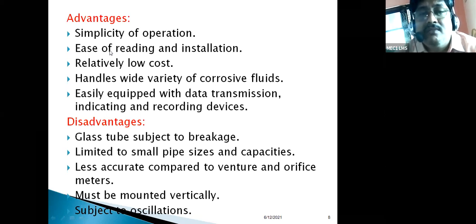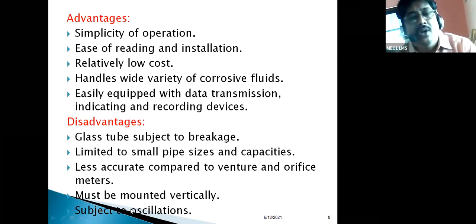It handles a variety of corrosive fluids and is easily equipped with a data transmission, indicating, and recording device. Sometimes we can get a digital one for recording the parameter also. Disadvantages: the glass tube may sometimes break due to high pressure in the flow. It is limited to small pipe sizes and capacities, and it is less accurate compared to the Venturi meter and orifice meter.